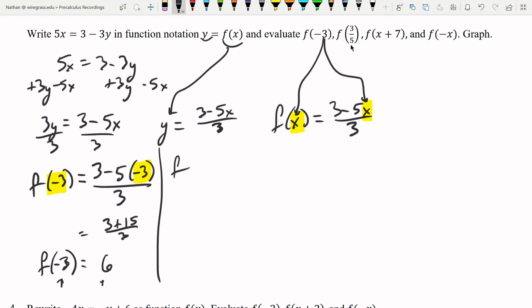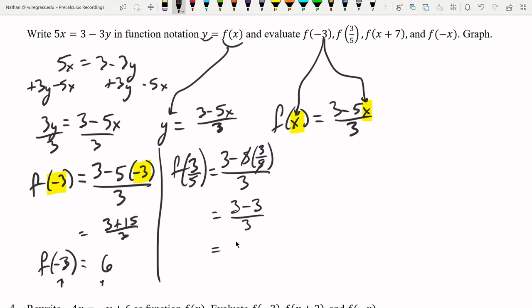Okay, next one says plug in 3/5. The 5 and the 5 cancel, and we get 3 on top. 3 minus 3 is 0. And of course, that just equals 0. So f of 3/5 equals 0. And that means that this is our x-intercept, because y is 0. That means this is where on the x-axis. And if the function crosses the x-axis, that is an x-intercept. So the x-intercept at 3/5.